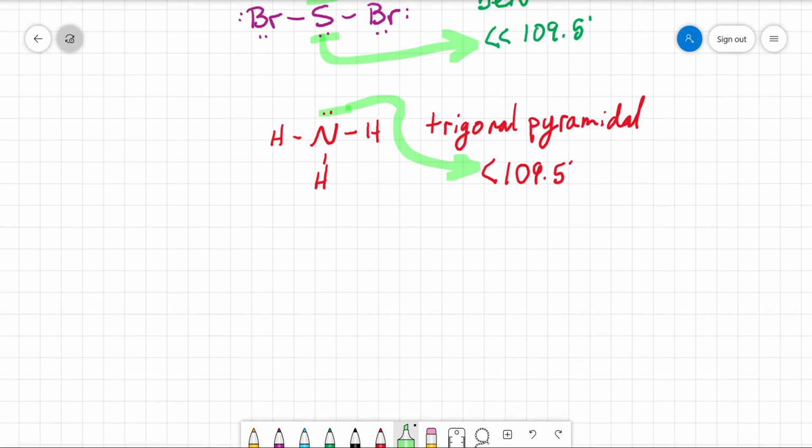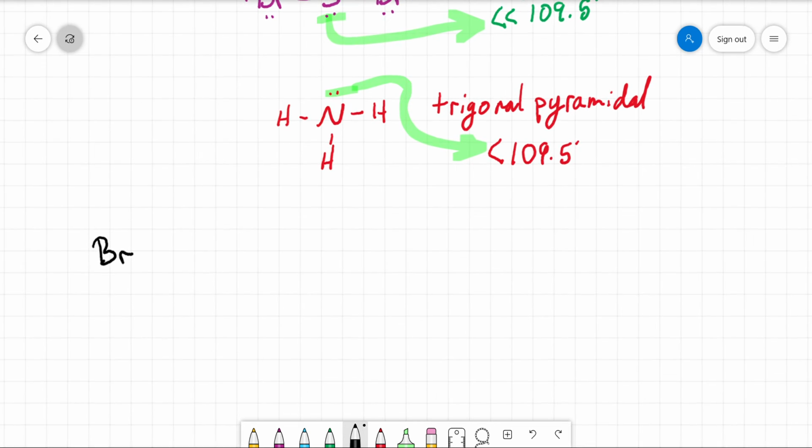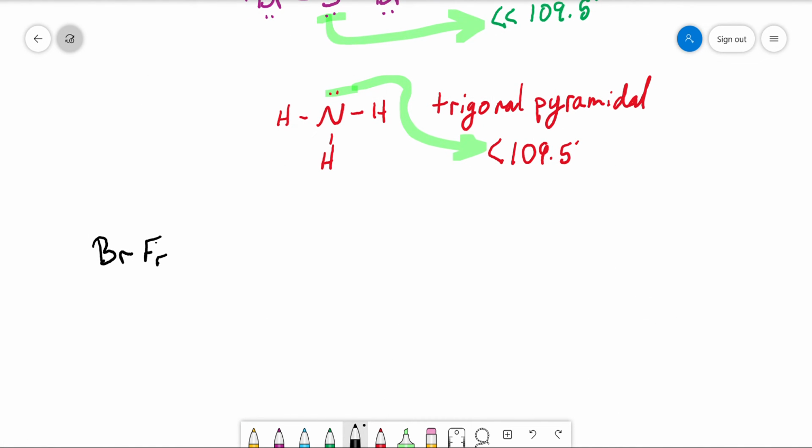All right, one more example. Oh no, I'm sorry, I was looking at the wrong spot in my notes. BrF5. Apparently this one's going to be difficult just to write down. Okay, go ahead, do the Lewis structure, get the shape, and I'll do it for you in a second.